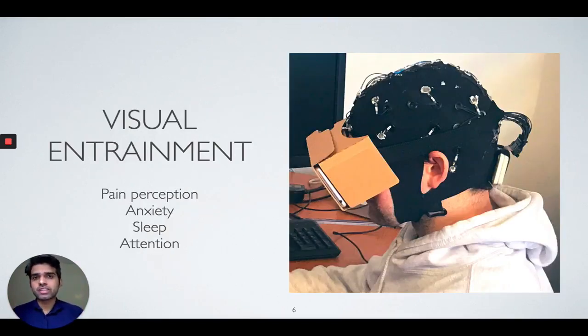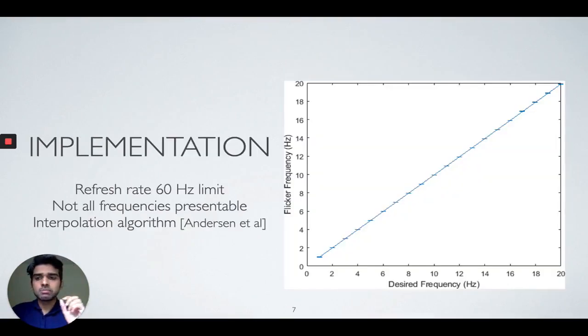Next, we move on to visual. These are essentially flickering lights via the phone, and you could change the frequency of the flicker. And this has been used in applications like reducing pain perception, anxiety, sleep, and attention.